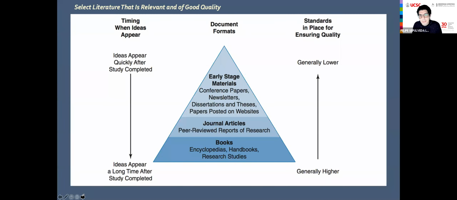First of all, this picture is very good and I'd like to review it in detail because it summarizes the different types of sources that you should be using to conduct your literature search. We have these two dimensions. The one here represents the timing of the ideas. Okay, so we go from new ideas to older ideas. That's what we have on this side.